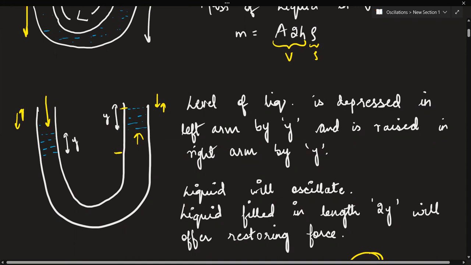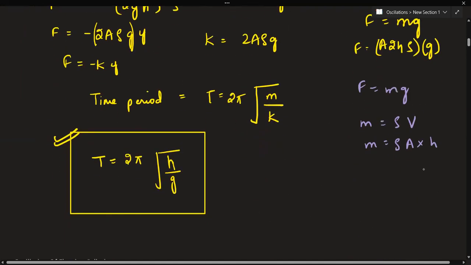See, this is the length y. Yes, ma'am. This is the length y. So the total length will be? Y plus y. That is 2y. So that's why we say this h or whatever is the length, this won't be only h, this will be 2 times, because one from the depressed side and one from the elevated side. So see, mass is equal to rho A 2h. And we have F is equal to mg. So force will be what? Rho A 2h g.